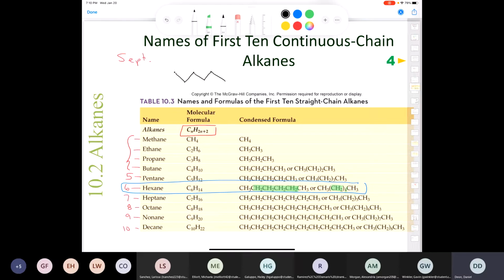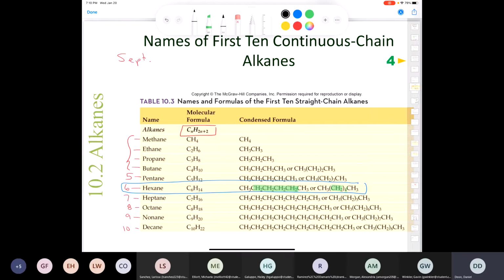But let's say we had to draw decane. Decane has 10 carbons and 22 hydrogens. If you had to draw the structural formula, 1, 2, 3, 4, 5, 6, 7, 8, 9, 10, and then you had to fill in every single hydrogen, you see how long this is taking me? I don't even want to finish that. I'm going to erase it.